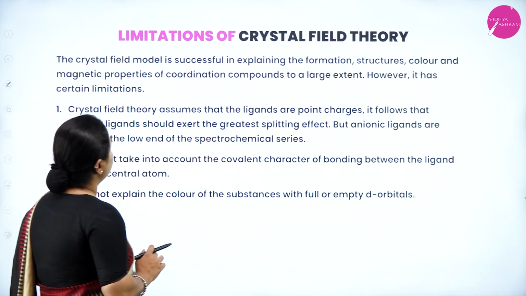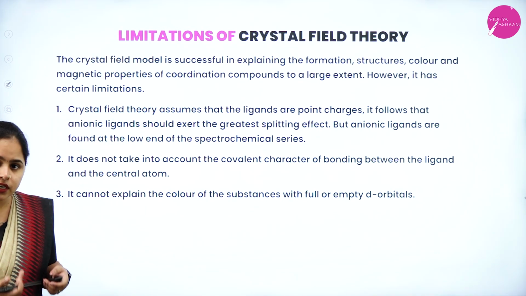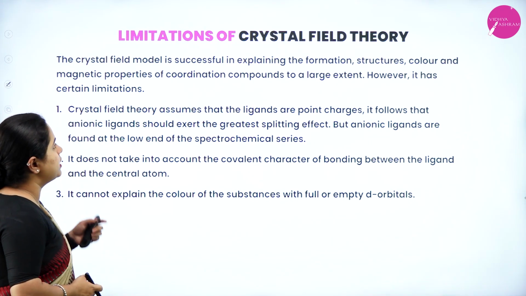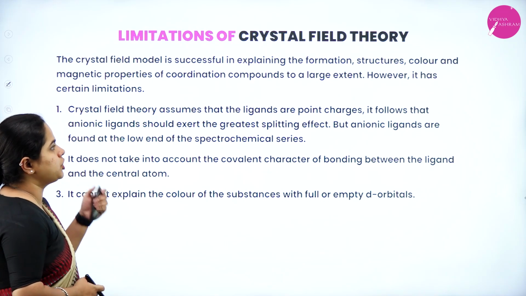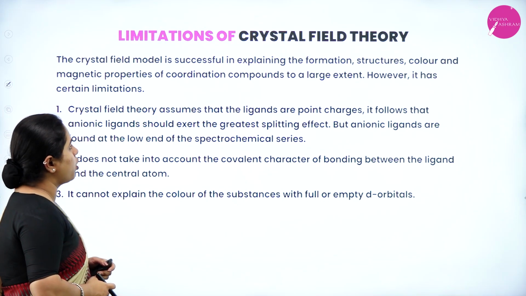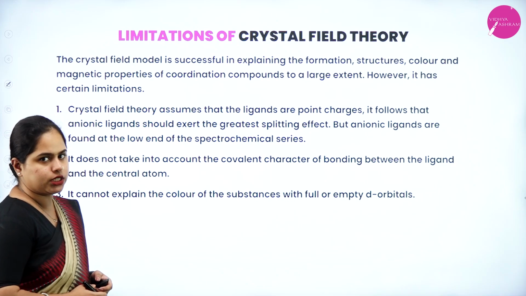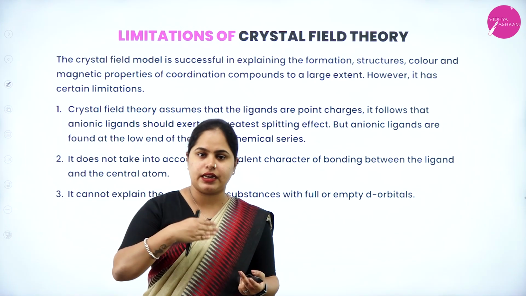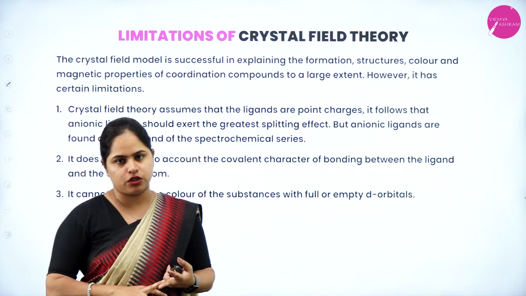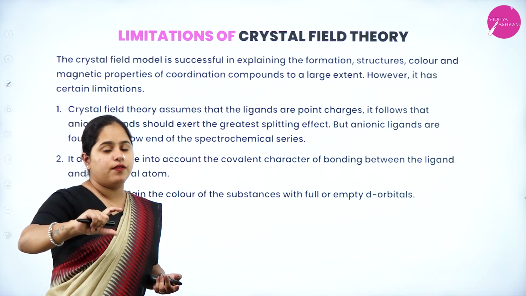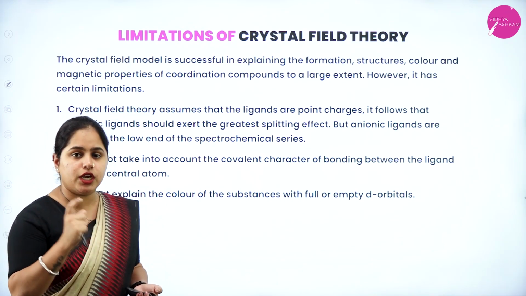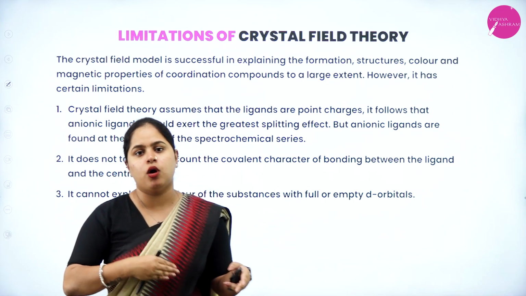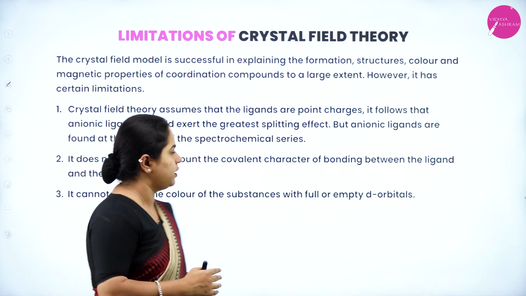Clear? Right. Now the limitations of crystal field theory. Even crystal field theory had its own limitations. So let's see. The crystal field model is successful in explaining the formation, structure, color and magnetic properties of coordination compounds to a large extent. We discussed magnetic property, and we discussed color as well. Because of the d-d transition, colors are shown by the coordination compounds. Even that we have discussed. Then which d orbitals the electrons will be present in, t2g, eg, based on octahedral complex, tetrahedral complex, all those were discussed, right?